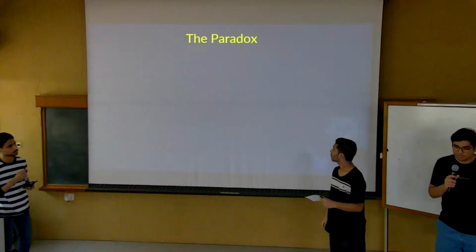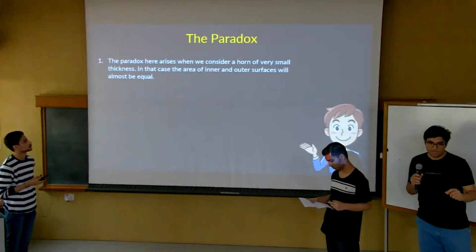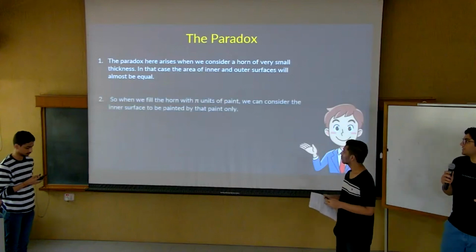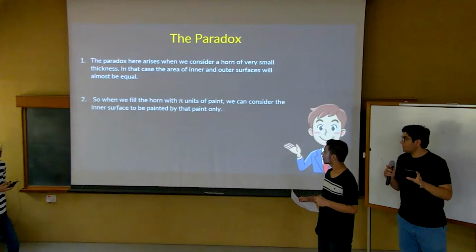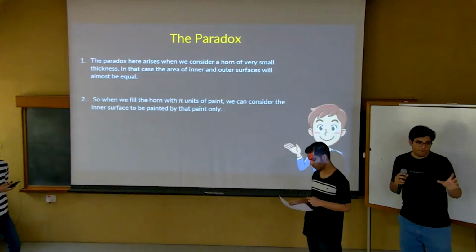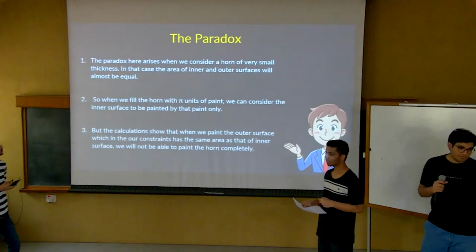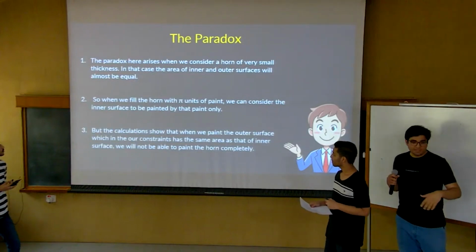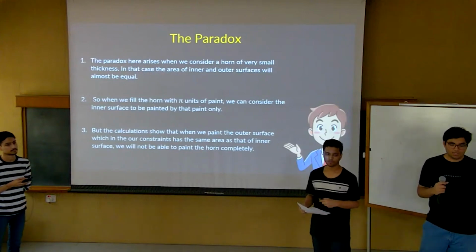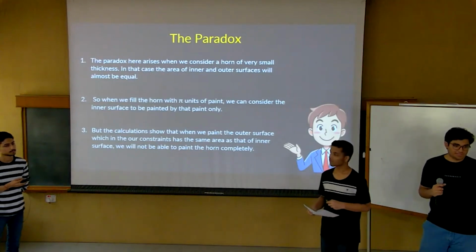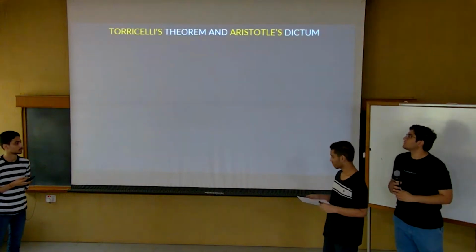What's the paradox here? The paradox arises when we take the thickness of the horn to be negligible. In this case, the inner surface area and the outer surface area are nearly the same. Now imagine yourself filling the horn with 5 units of paint. Naturally, in this process of filling the horn with 5 units of paint, we are painting the inner surface area. However, when we try to paint the outer surface area, we need an infinite amount of paint because the surface area is infinite. There is a contradiction, and this is the paradox.